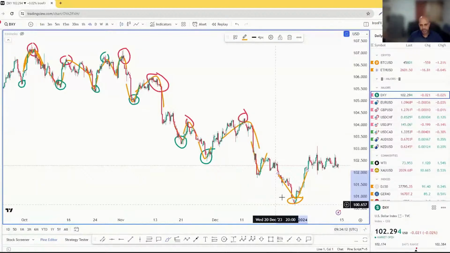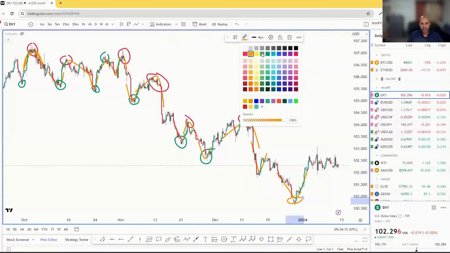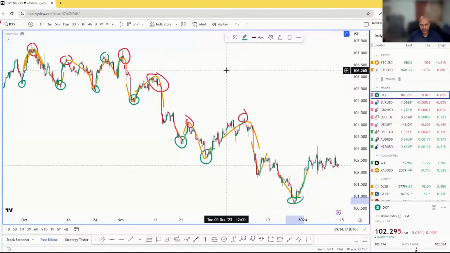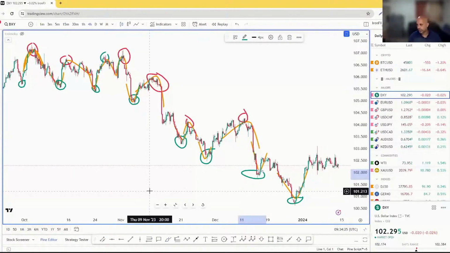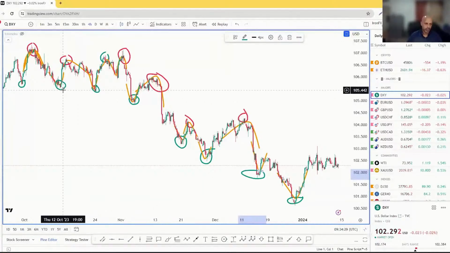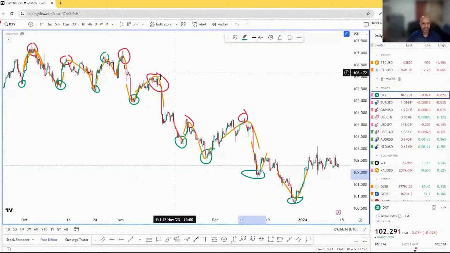Right, so you can clearly see how we can identify major swing highs and swing lows, right? That's important, right? So as you can see here, I'm just going to leave this on for a bit before I erase it. So you can clearly see the green circles highlighting the significant swing lows, whereas the red circles are highlighting the significant swing highs.